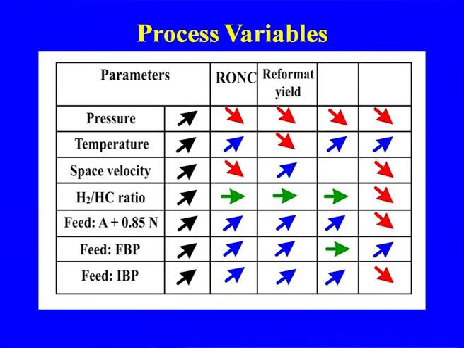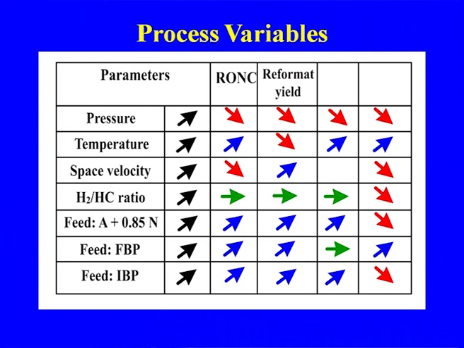These are the process variables which we discussed. Just to summarize, what is the effect of pressure, temperature, space velocity, hydrogen to hydrocarbon ratio, feed A plus 0.5 N, and the final boiling point and initial boiling point of the feed, depending upon that, on the research octane number. Increasing the pressure will decrease it, increasing the temperature will increase it, and increasing the space velocity will decrease the octane number. So this is how the various parameters which we discussed have their effect.